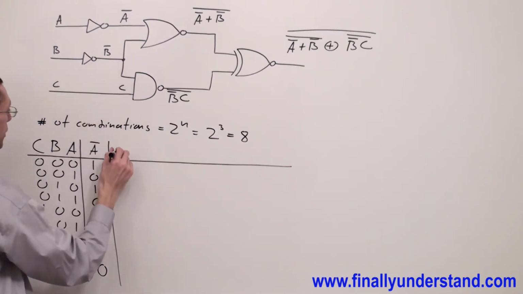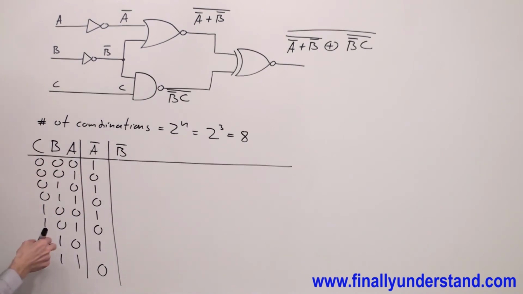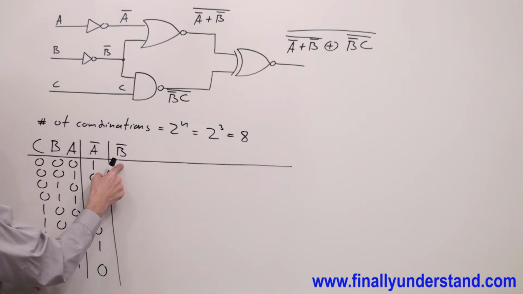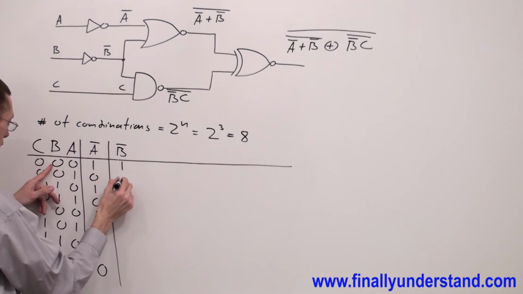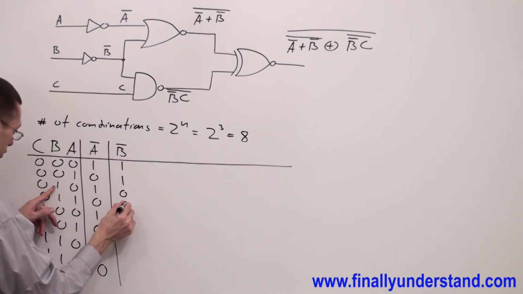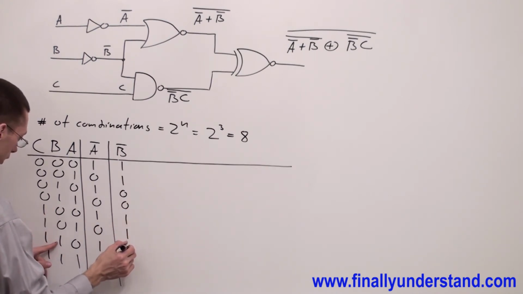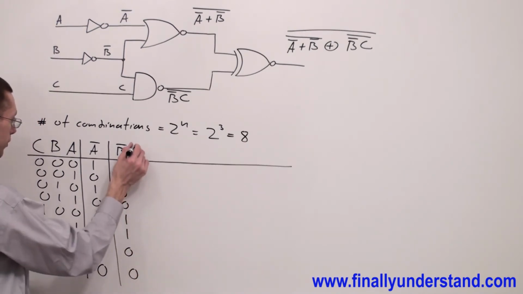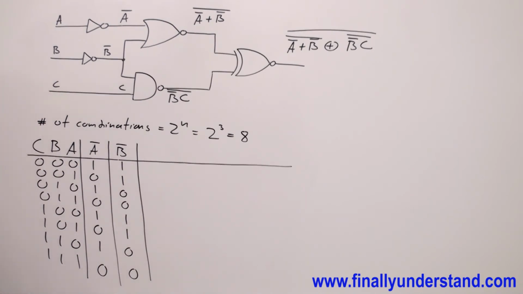Next, I have B not. B not is different than A, B, C. This is complement of my column B. So when I have 0, my B not is going to be 1. When I have 1s, I'm going to have 0s. Again, when I have 0s, I'm going to have 1s. And when I have 1s, I'm going to have 0s. This is my column B not.